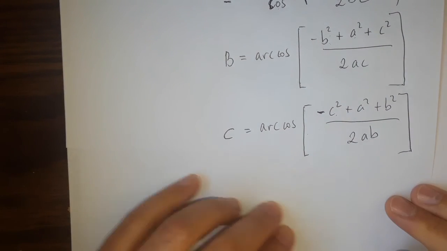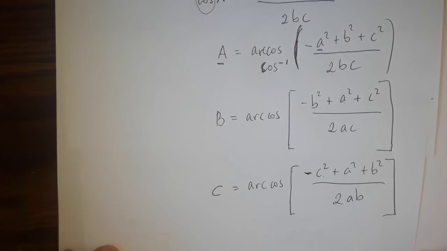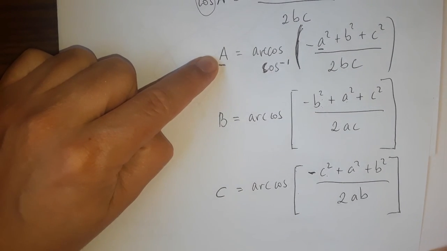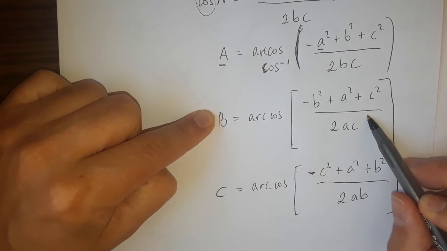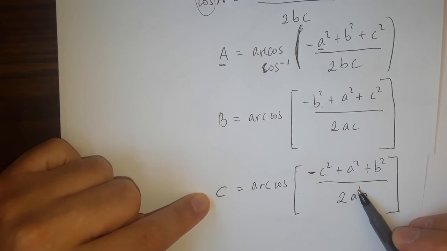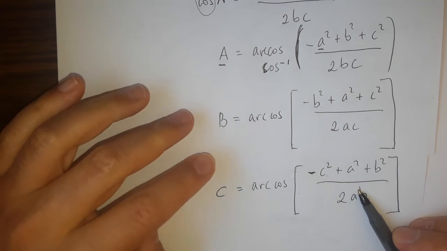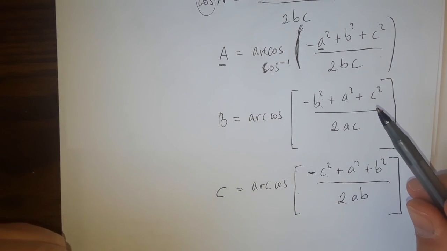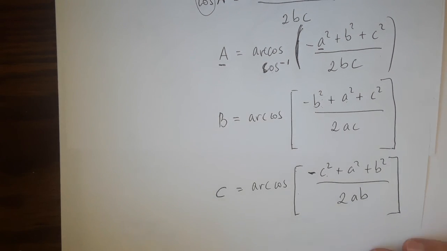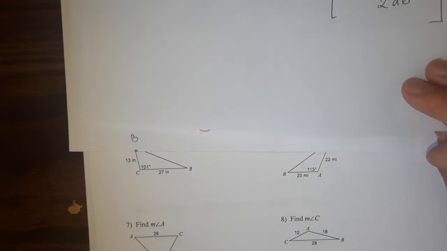Done, right? So now I have the three formulas. If I want to solve for angle A, that's the one I will be using. If I want to solve for angle B, that's the one I will be using. And if I want to solve for angle C, that's the one I will be using. So I don't have to solve for each problem because I've done it only once, which is a lot more efficient, right?